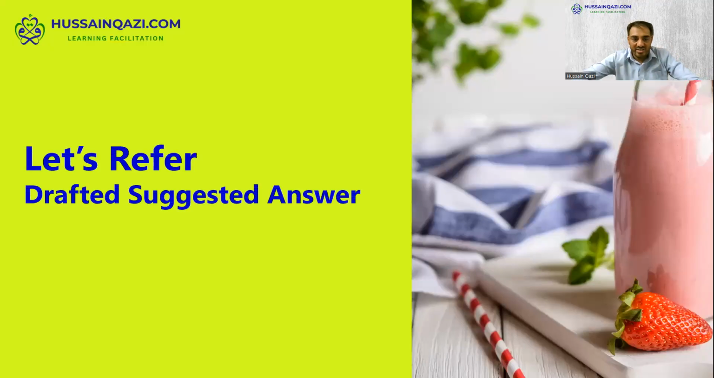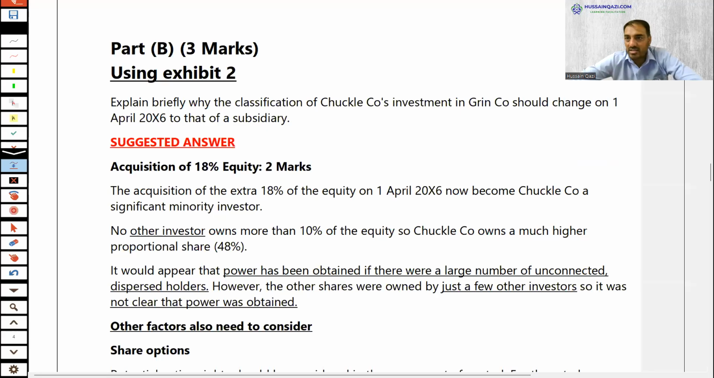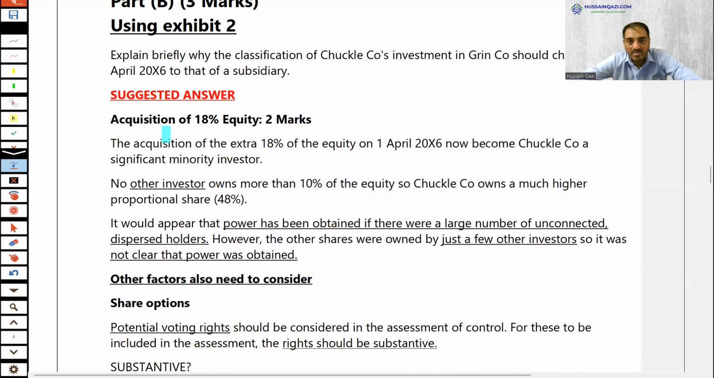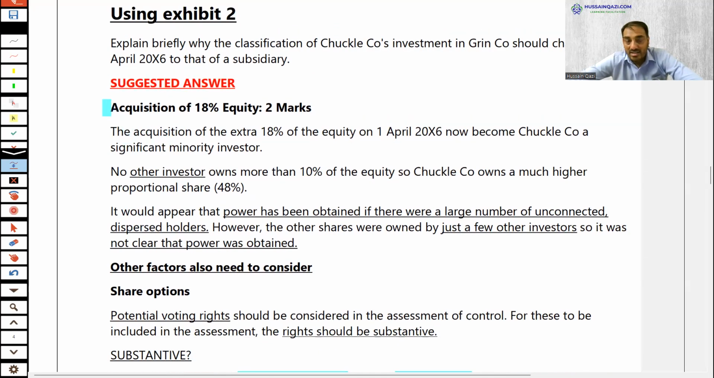Let's refer to the drafted suggested answer. This is the suggested answer quickly. That's a special gift for you. Number 1, ignore the model answer. Just focus on this draft answer. First, you must make a heading of these 2 points: acquisition of 18% equity and the other factor, that is called share option.